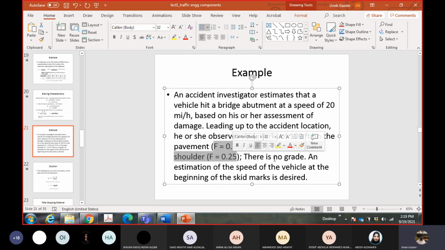So when you are taking 20 miles per hour as the speed, the final speed, which is on the shoulder, then you have to use the distance of the shoulder and the f for the shoulder.